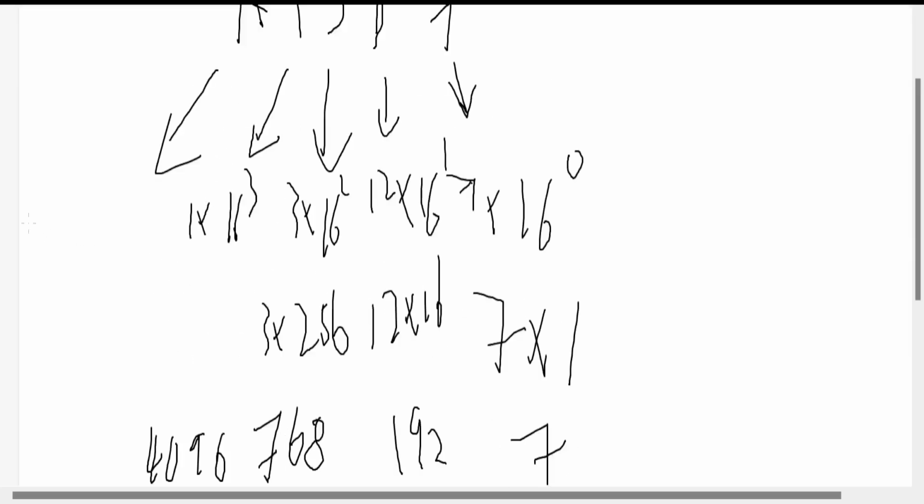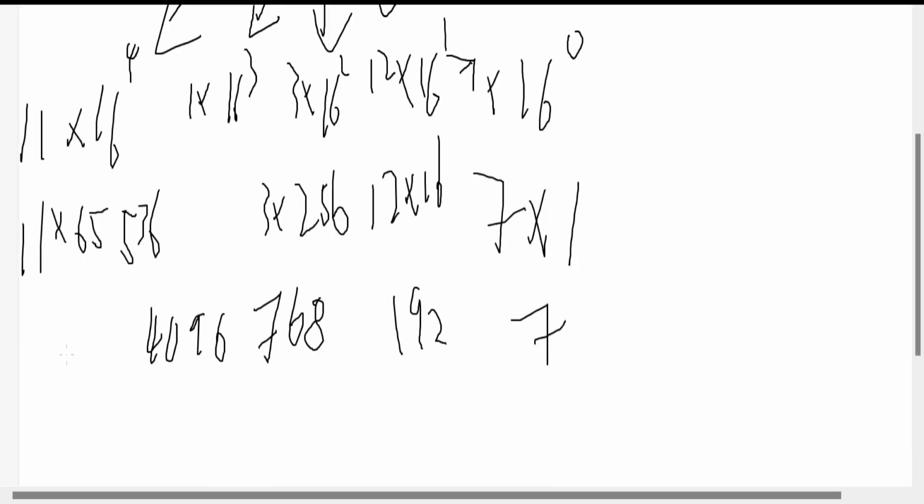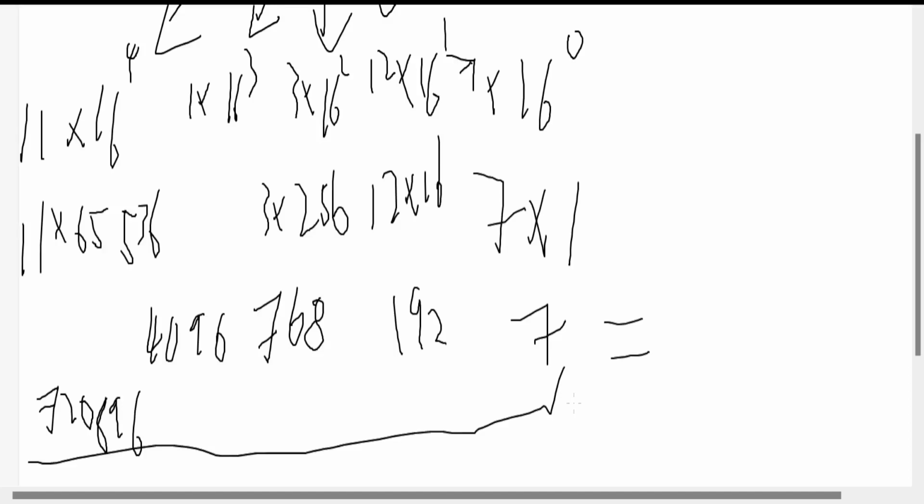And lastly, this is represented as 11 times 16 to the power of 4, which is 11 times 65,536, which is 720,896. So if you sum all of this up, it will give you a grand total of 725,959.